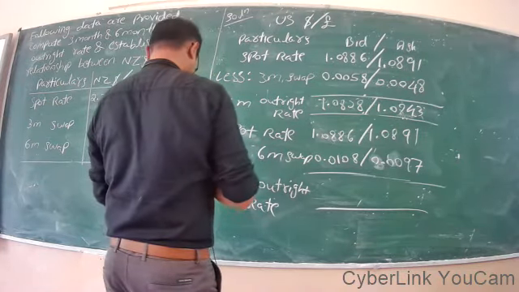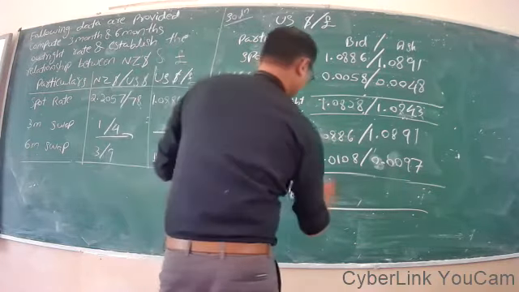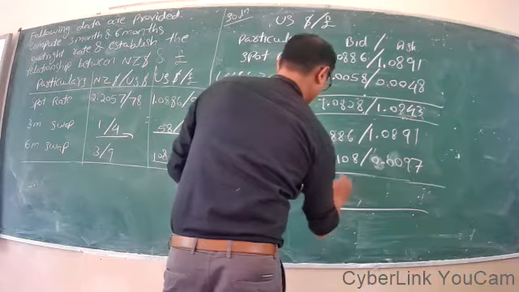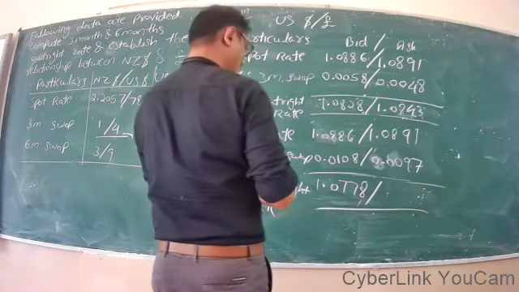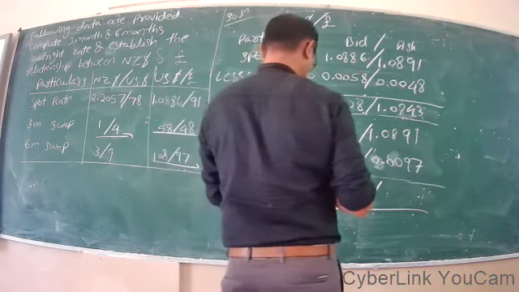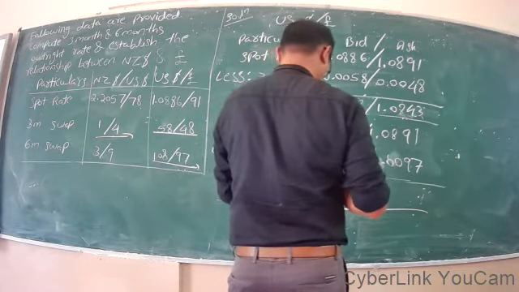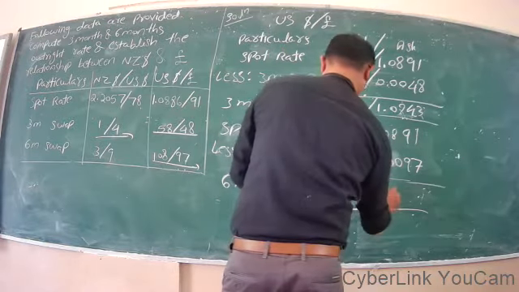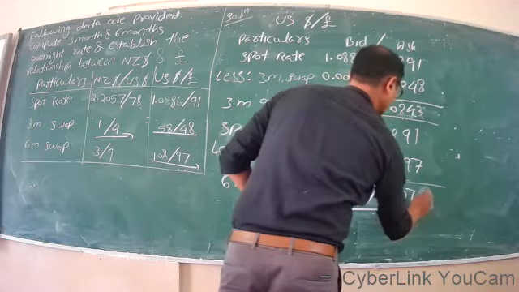1.0886 minus 0.0108 comes 1.0778 oblique 1.0891 minus 1.0794.